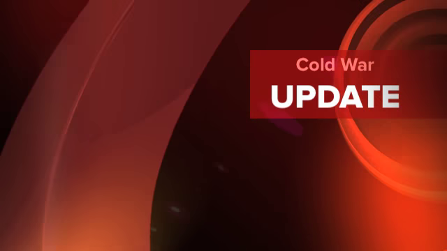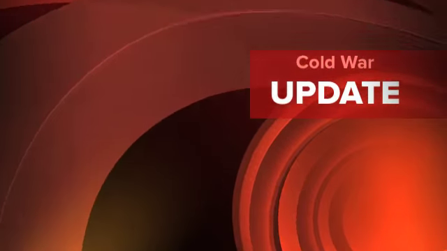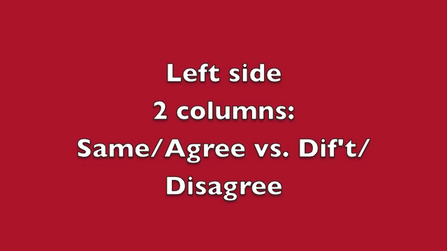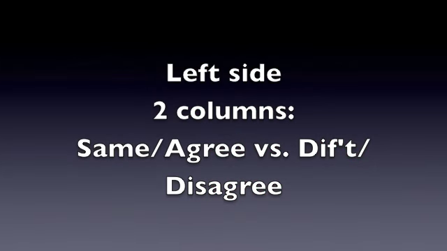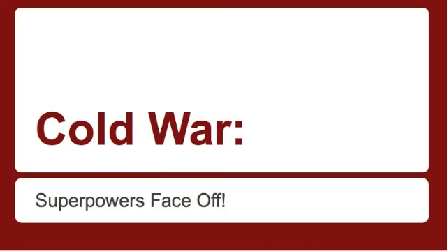Here's our video on the Cold War. We haven't had a video in a while, so I know you're very excited. Your left side will be two columns: things that the Soviets and the US agreed on and things that they disagreed on, or ways they were the same and ways they were different.